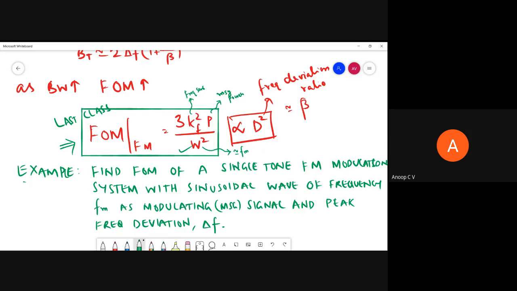So what we need to do is find the figure of merit. We already have the equation to find the figure of merit. It is 3kf square P by W square, right? This W is approximately equal to fm. Now what is given to us? The message frequency fm is given, and the frequency deviation delta f is also given. Let's see how we can proceed further and solve this problem.